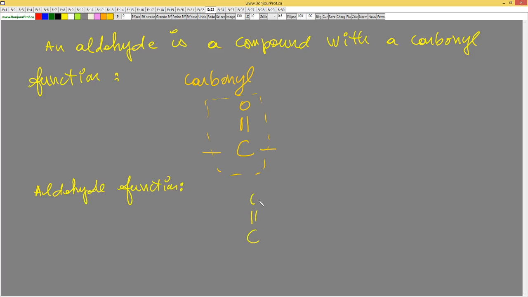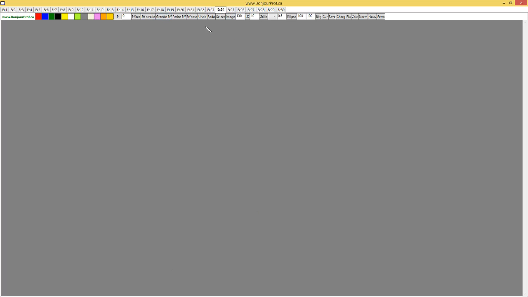See the carbonyl, you have it here, and you have an H, and you have here an alkyl group. An alkyl group is a mixture of carbons and hydrogens. Good, this is the carbon. Now, naming. We're going to start to name aldehydes.